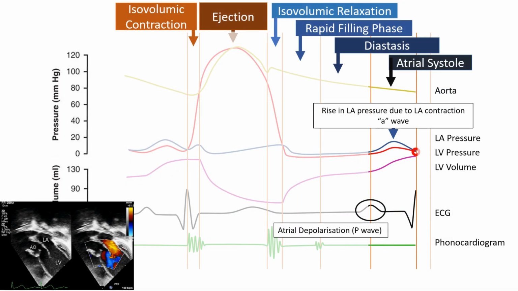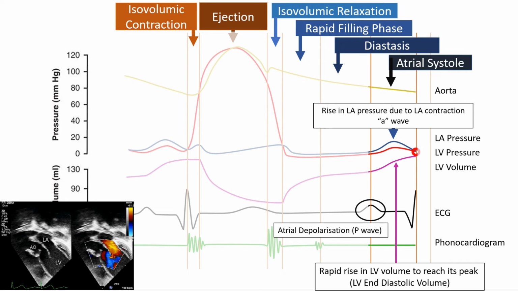With this additional volume coming through the mitral valve into the left ventricle, left ventricular volume reaches its peak at the end of atrial systole, which is called left ventricular end diastolic volume. This is the maximum volume of blood that the ventricle can have at the end of diastole. This takes the cardiac cycle to the end of diastole, and the left ventricular pressure at the end of diastole is called left ventricular end diastolic pressure.